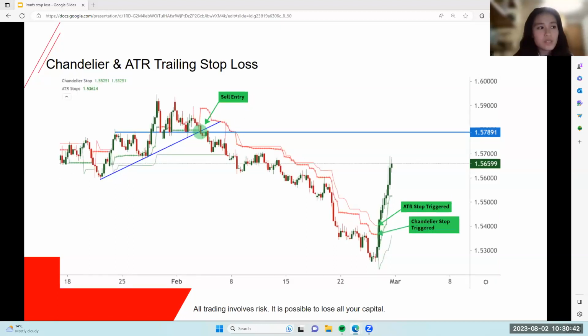Okay. Here we have Chandelier and ATR trailing stop loss. So it's all on the same chart, just to show you guys how you can use the different indicators as your trailing stop loss, just to help you guys decide when to stop or get out of the trade. So same thing, same sell entry, same chart.